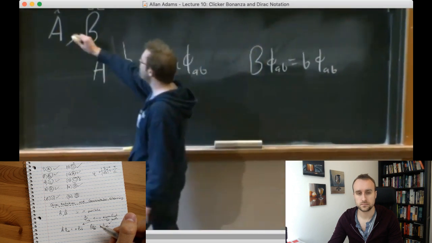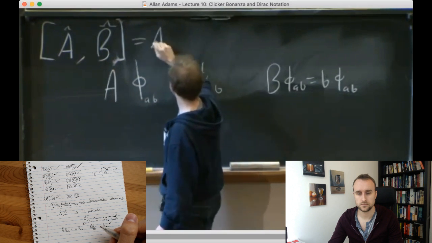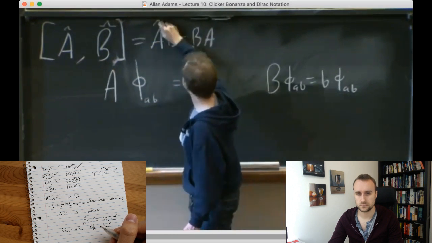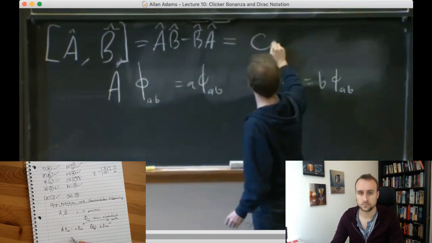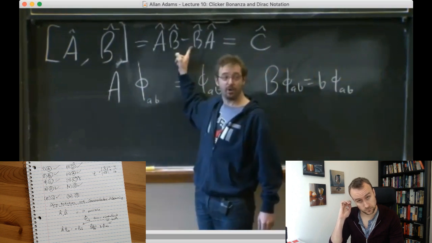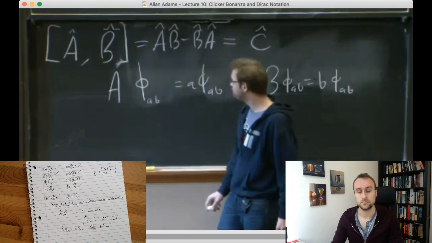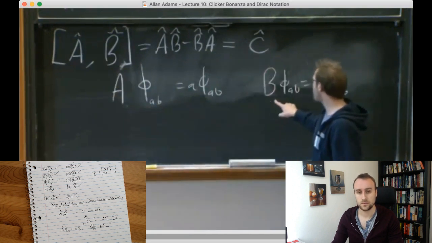So what would it mean for the commutator of A and B to be 0? The commutator is AB minus BA. What the commutator does is it takes two operators and gives you a new operator, called the bracket AB. Sometimes it's useful to call it C for commutator. Given two operators, you build a new operator. And suppose now that we have a common eigenfunction of A and B.